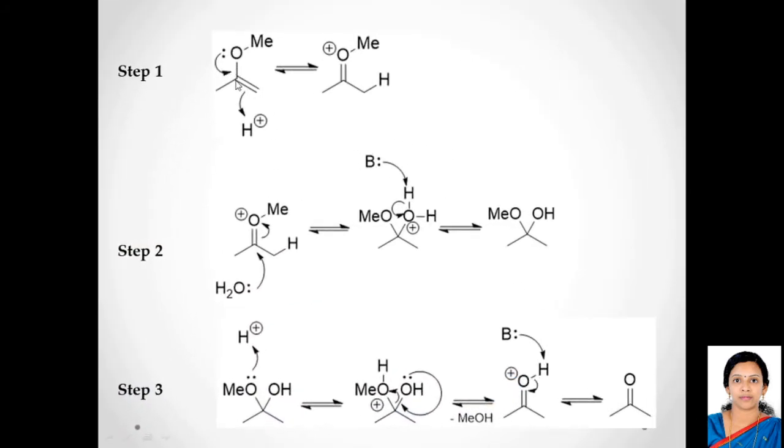See, when you do acid hydrolysis on an enol ether, the first step is that the double bond takes up a proton and you get this saturated. You saturate this double bond, and the lone pair on the oxygen moves here, and you get this double bond with a positive charge on the oxygen.